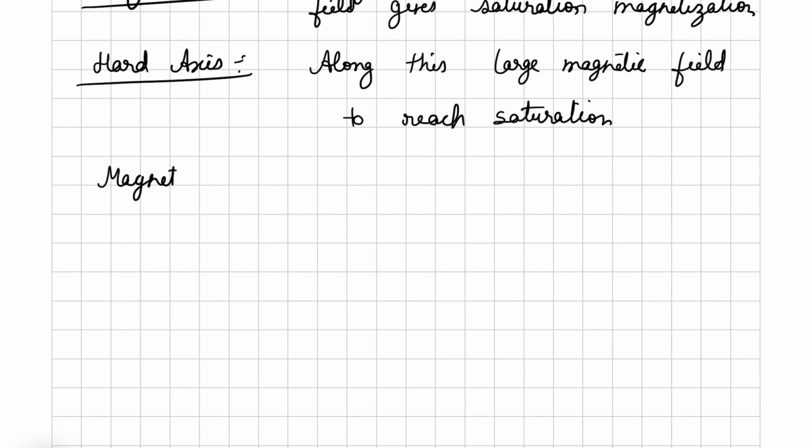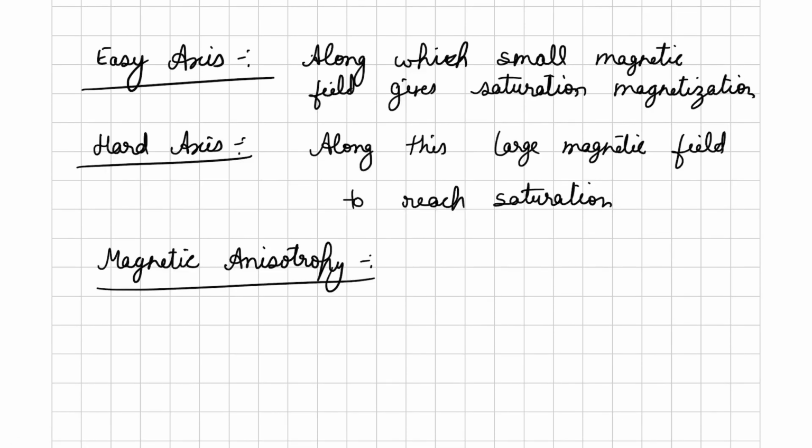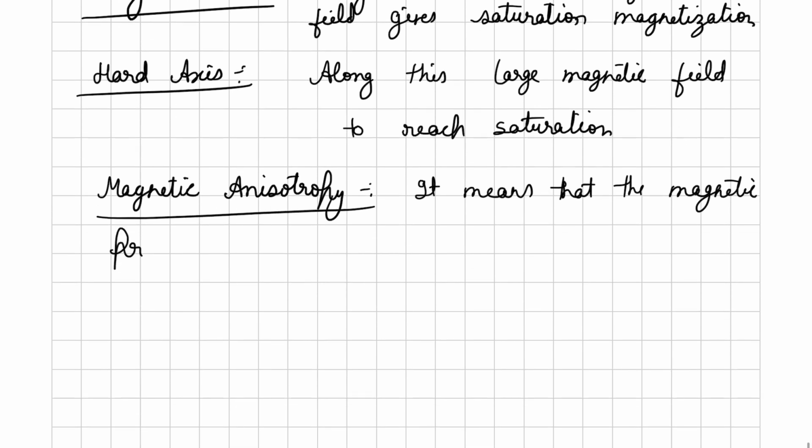So it's magnetic anisotropy. Okay, so I can just write down what magnetic anisotropy means. It means that the magnetic properties are dependent on the crystallographic directions.